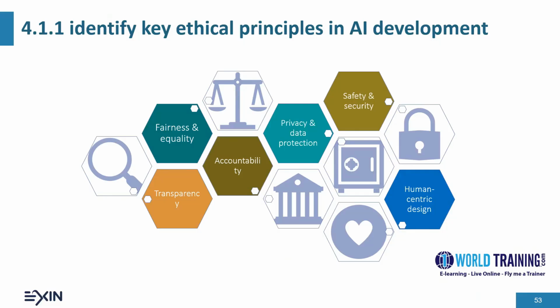The third is your fairness and equality. So your AI systems should avoid biases. It ensures equal treatment across all user groups. It also should prevent any kind of discriminatory outcomes.